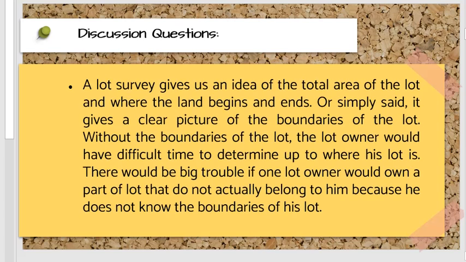A lot survey gives us an idea of the total area of the lot and where the land begins and ends. Or simply said, it gives us a clear picture of the boundaries of the lot. Without the boundaries of the lot, the owner would have a difficult time to determine up to where his lot is. There would be big trouble if one lot owner would own a part of a lot that does not actually belong to him because he does not know the boundaries of his lot.